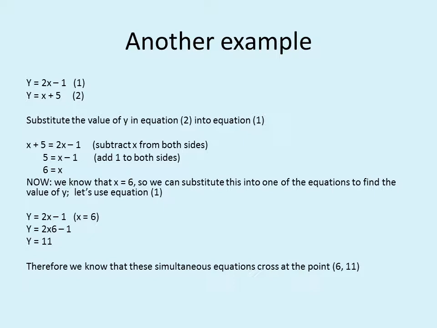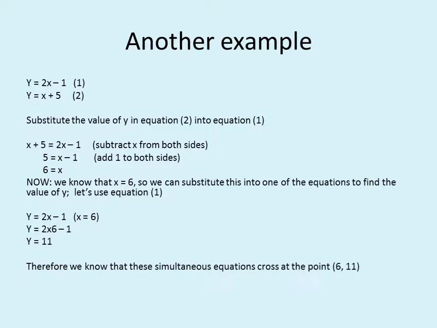So the first thing we can do to get all the x's onto one side is subtract x from both sides. So when we subtract x from both sides, this side becomes x minus x plus 5, which is just 5. This side becomes 2x minus x, which leaves us with x minus 1. Now to get rid of the 1 and find out what x equals, we add 1 to both sides. We've got that 6 equals x. So now we've found the value of x being 6.